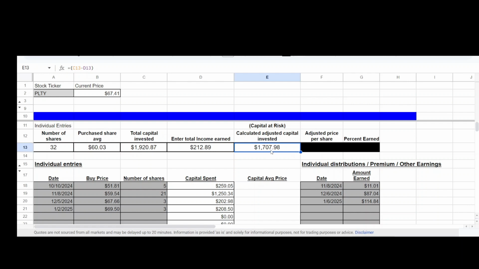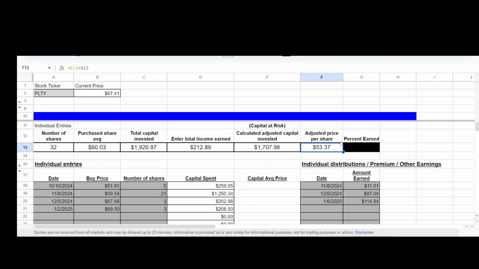$1,707.98. So what is my actual adjusted price per share? Now this one will be my calculated average price per share taking into account that I have earned back distributions throughout these months. So my new calculated average price per share is $53.37. So very different from the purchase price of $60.03, right?